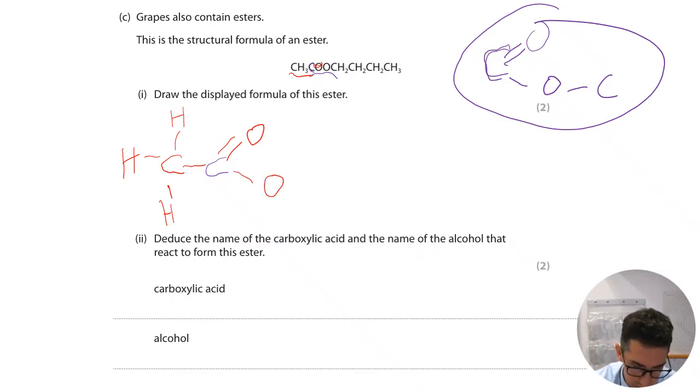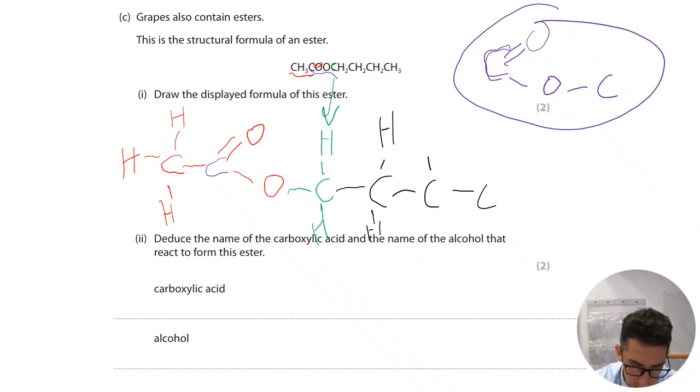Now let's switch over to another color. Let's do this carbon here in green. There's that carbon. You can see it's got 2 hydrogens like that. So that's that one there. And then we'll just do the rest in black because the rest is straightforward. So you've got 1, 2, 3 more.